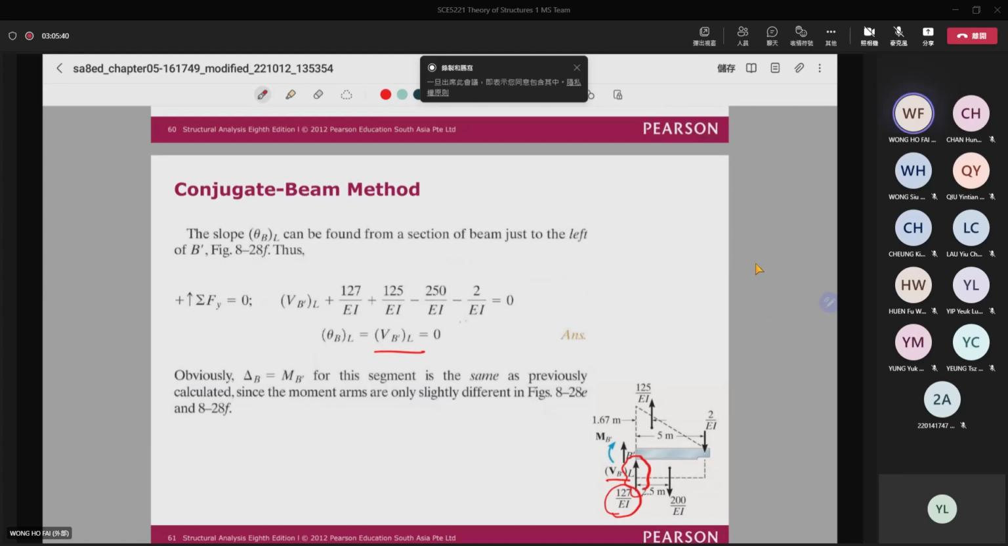But for this, I suggest that you take a look at home first. And then you need to know how to convert from the real beam to the conjugate beam. And then you need to know how to find the moment. And then the moment will become the loading applied on the conjugate beam. And then from the conjugate beam, you find the shear is actually equal to the slope of the real beam. And then you find the moment is actually equal to the deflection of the real beam. Okay?